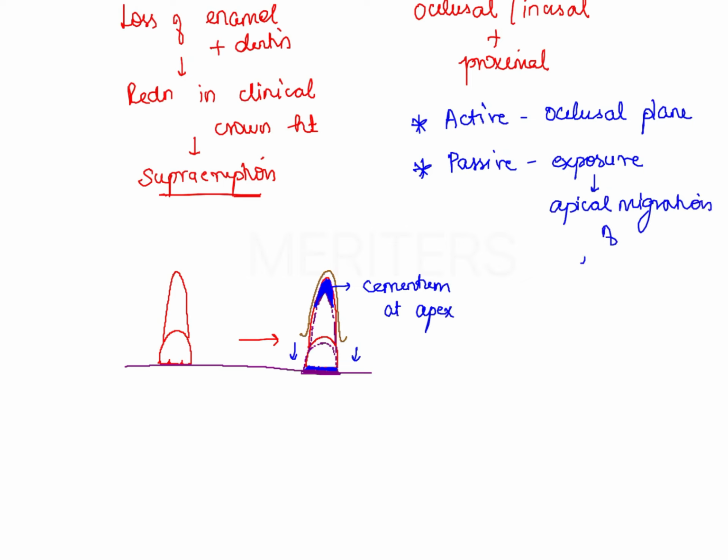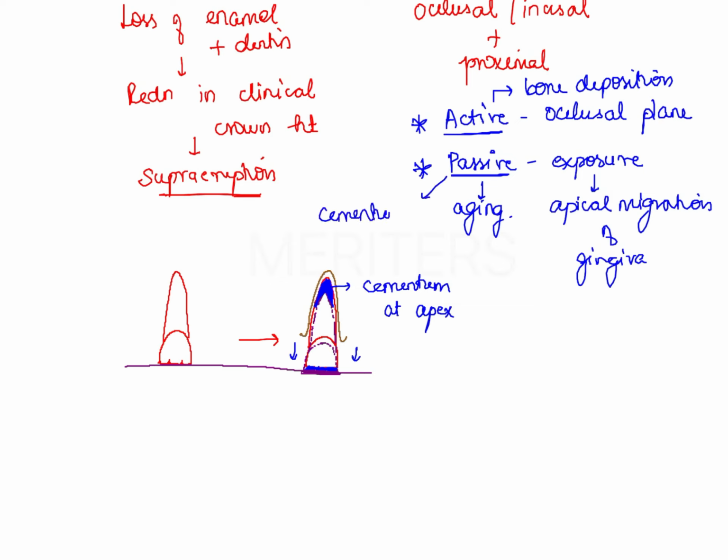Active eruption is observed when the tooth erupts into the oral cavity and until it reaches the occlusal plane. And this active eruption is accompanied by bone deposition. Whereas passive eruption occurs with aging, that is, in case of attrition, which brings about supra-eruption. So, it is a good example of passive eruption that occurs in one's life. Okay, so this passive eruption is accompanied by cementum deposition at the apex.